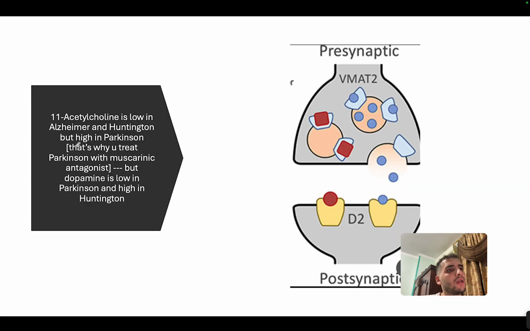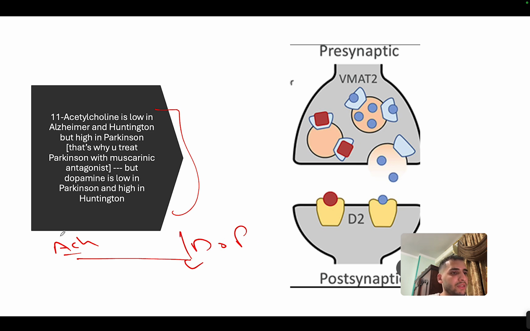The next high yield thing is that sometimes they will ask you about the neurotransmitters in a person with a problem, or in a person with Huntington or Parkinson or Alzheimer. Now what you need to know is that acetylcholine is always in equilibrium with dopamine. If dopamine decreases, acetylcholine increases. If dopamine increases, acetylcholine will decrease. And they somehow interact or counteract each other.